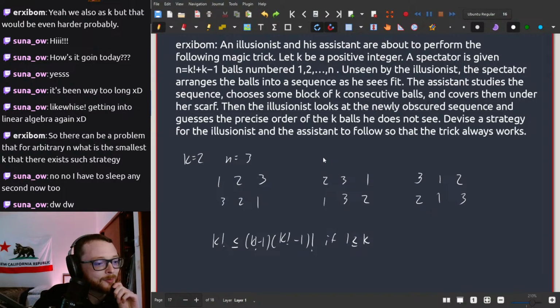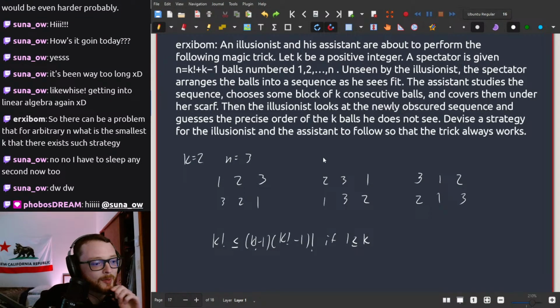Problem: for arbitrary n, what is the smallest k? Yeah, true, Ursabom. I would bet that the number that we're given here isn't far off, if it's not exactly it.